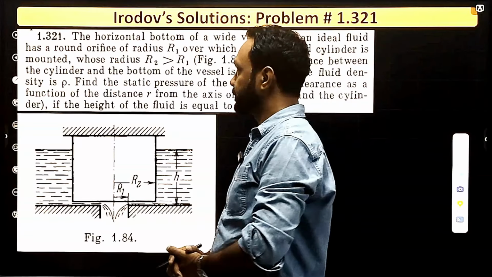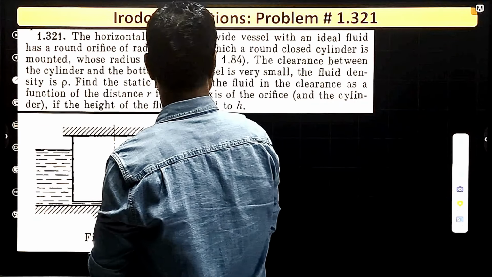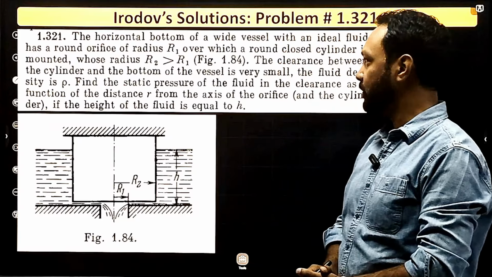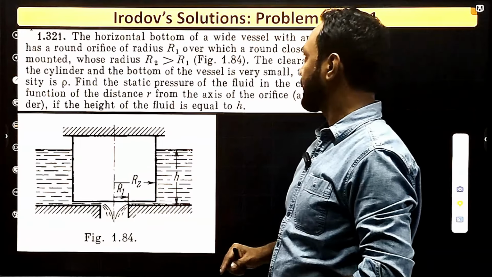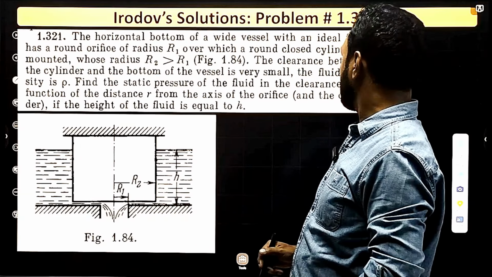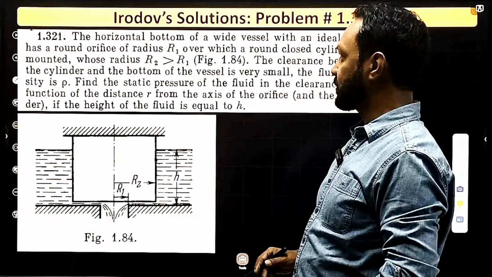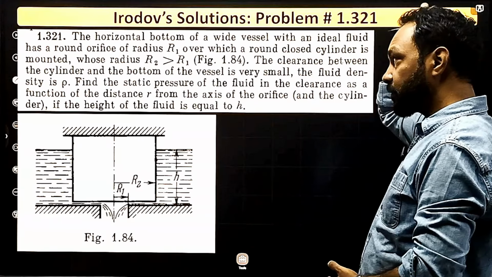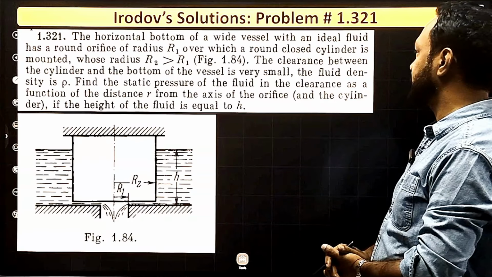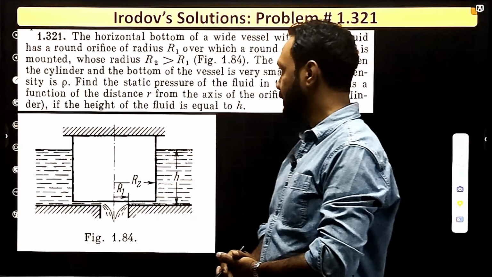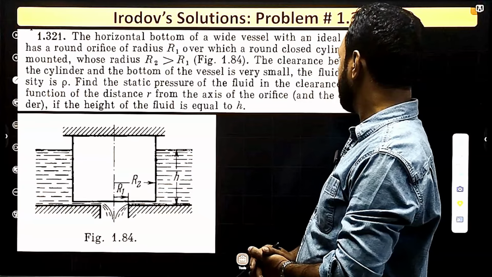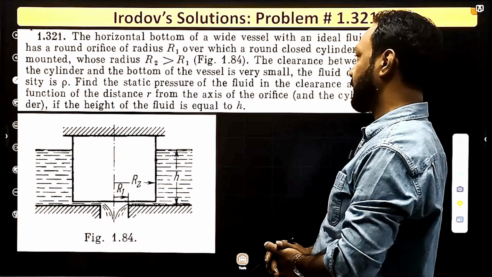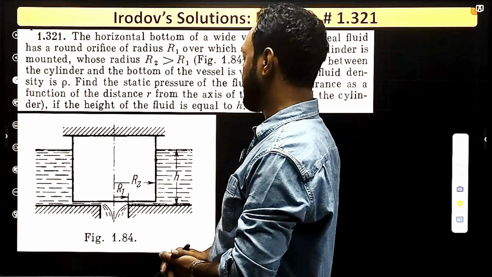The question states, the horizontal bottom of a wide vessel with an ideal fluid has a round orifice of radius R1. Over which a round closed cylinder is mounted whose radius R2 is greater than R1, as shown in this figure. The clearance between the cylinder and the bottom of the vessel is very small. The fluid density is rho. Find the static pressure of the fluid in the clearance as a function of the distance r from the axis of the orifice. The height of the fluid is equal to h.